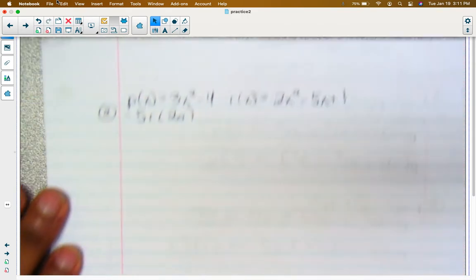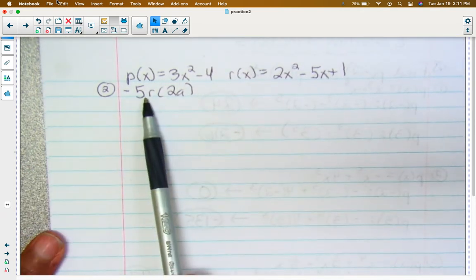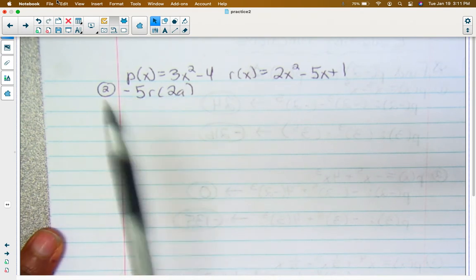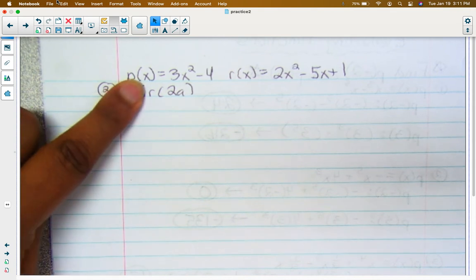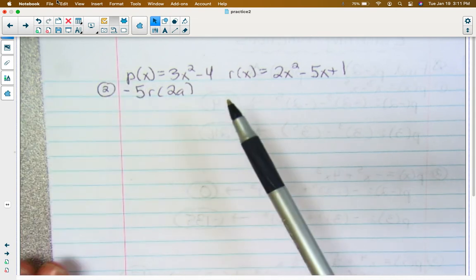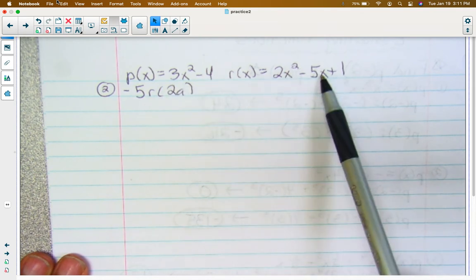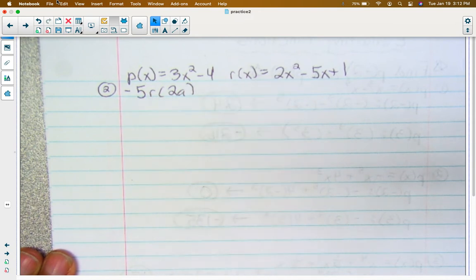Okay, so number 2. This time I'm doing -5r of 2a. So I'm going to do r of 2a and then multiply the whole thing by -5. So just for a moment, we're going to ignore -5 and we're going to do r of 2a. So this means to take 2a and make a substitution into my polynomial. So I know I'm using r because there's an r here. That's an r, this is r, we're going to make a substitution.